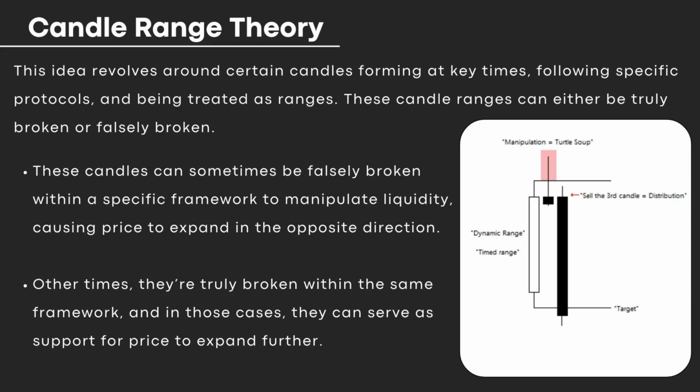So the whole premise and idea of CRT, or candle ranges, is that certain candles formed at key times, which follow specific protocols, can be treated as ranges. Now, technically, every single candle can be treated as a range, right? But a more refined and objective approach is to only treat specific candles as candle ranges, which follow specific protocols and have specific qualities.